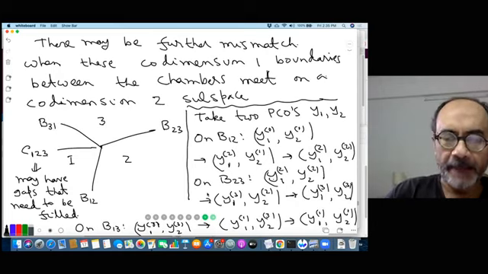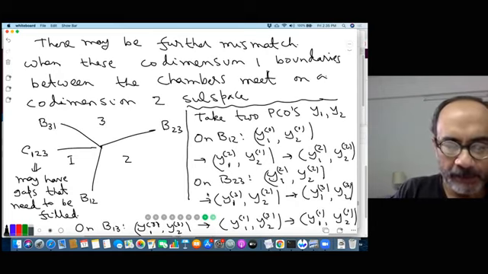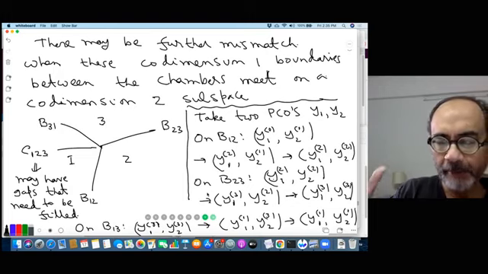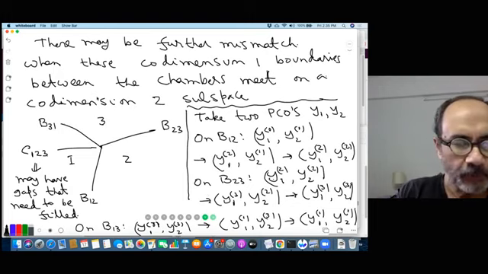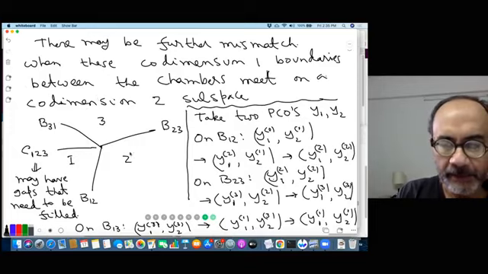Now let's see why there is a gap. For this you have to make a pictorial representation of these movements, which is what I'm going to do in the next slide. But is this clear so far? What I have said?